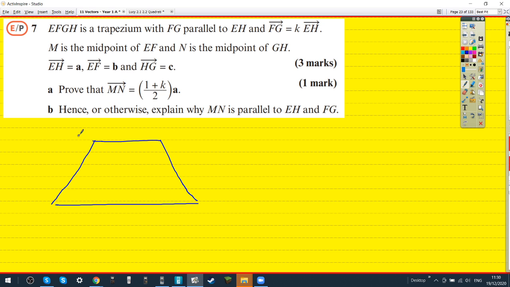FG is parallel to EH. I don't know which is the longer side or whatever. M is the midpoint of EF. N is the midpoint of GH. Okay. EH is A. EF is B. HG is C. They don't make my life easy.